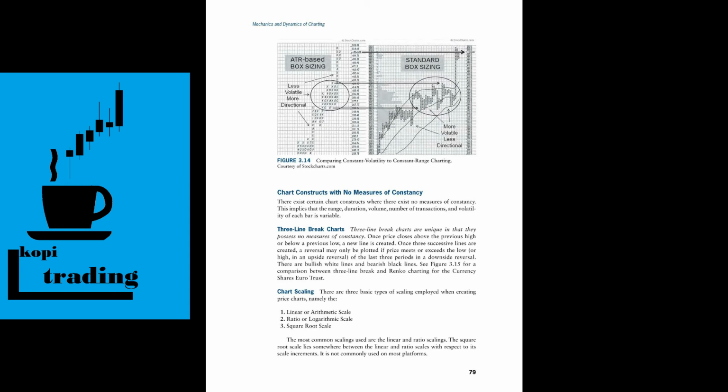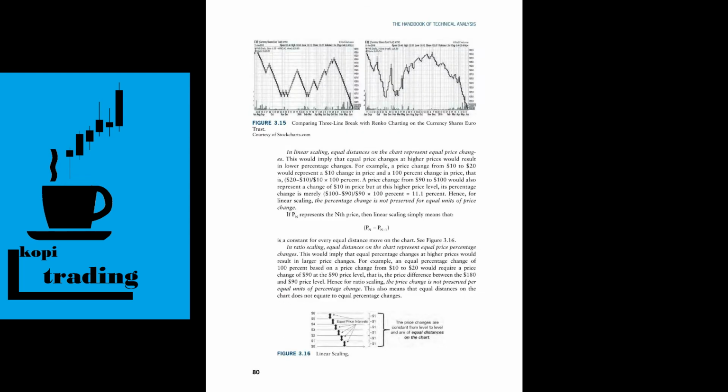Chart scaling. There are three basic types of scaling employed when creating price charts, namely: 1. Linear or arithmetic scale, 2. Ratio or logarithmic scale, 3. Square root scale. The most common scalings used are the linear and ratio scalings. The square root scale lies somewhere between the linear and ratio scales with respect to its scale increments. It is not commonly used on most platforms. Figure 3.15 comparing three-line break with Renko charting on the currency shares Euro Trust, courtesy of stockcharts.com.